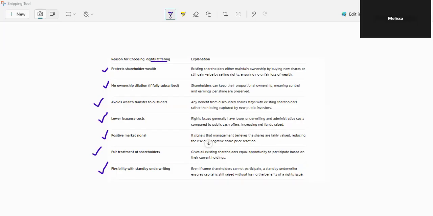Yes, we are. The rights issue has been preferred. Why? It will protect the existing shareholders' wealth because the current shareholders are given first priority. It avoids dilution of ownership. It prevents wealth transfer to the outside world since only existing shareholders are given priority. It also has a lower issuance cost compared to the underwritten offer because it doesn't rely on expensive underwriting assignments or agreements. So that is how we can answer that.